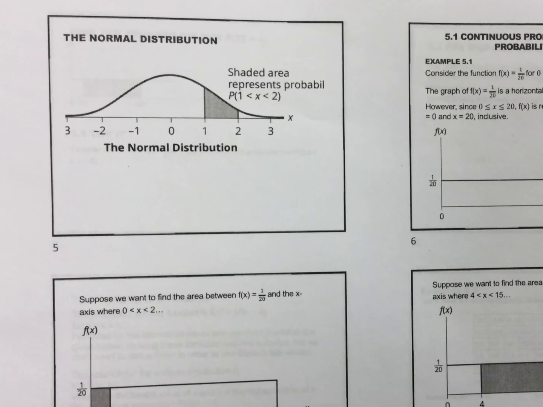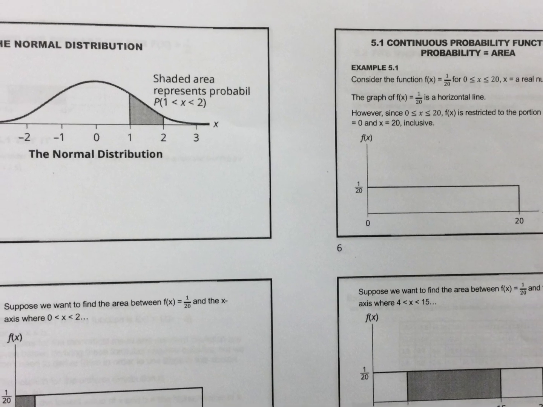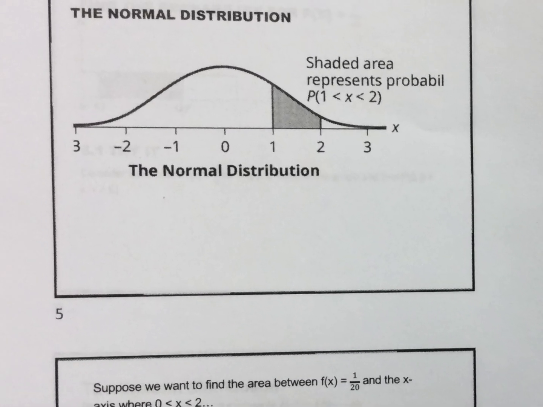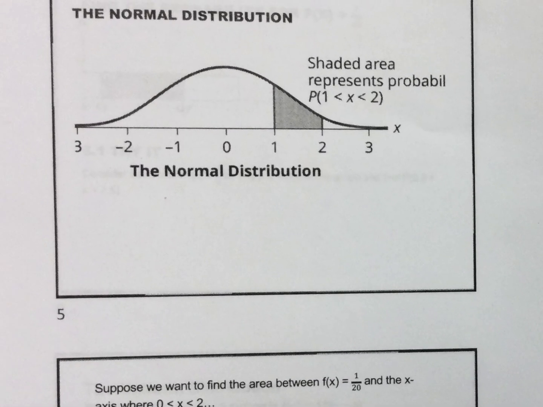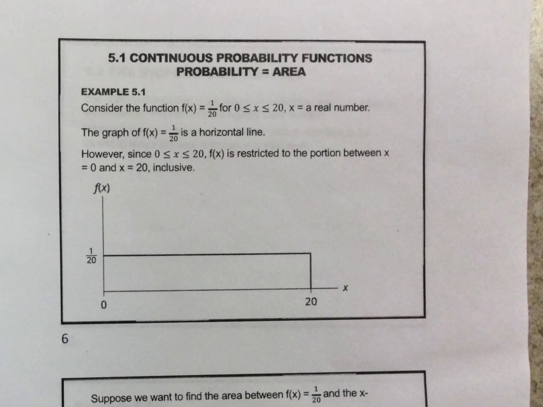All right, so normal distribution. That's the example. There's the curve. All the area underneath it equals 100%, equals 1. All right, so here we start, 5-1. Okay, so continuous probability. Probability equals the area.